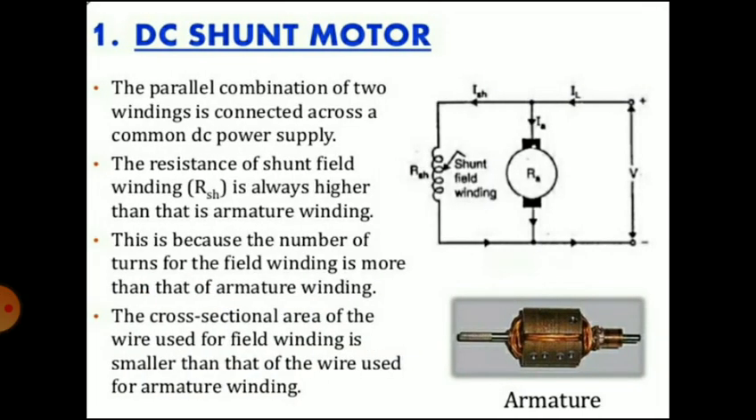So first is DC shunt motor. The parallel combination of two windings is connected across the common DC power supply. So resistance of shunt field winding is always higher than that of armature winding. This is because the number of turns of the field winding is more than that of armature winding. So you can see the DC shunt motor. It is a parallel combination of two windings and is connected across the common DC power supply. That is called the DC shunt motor.